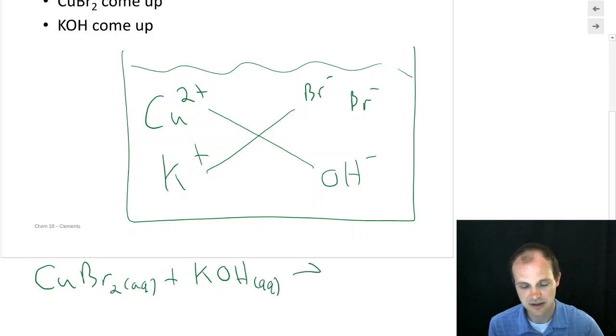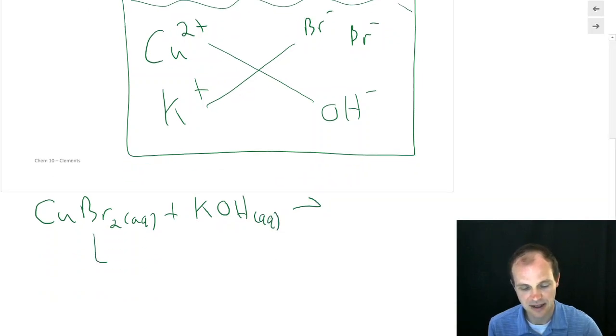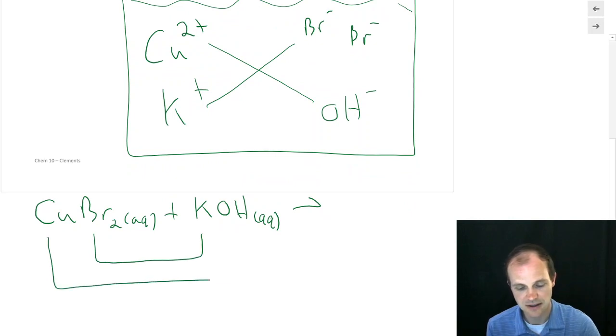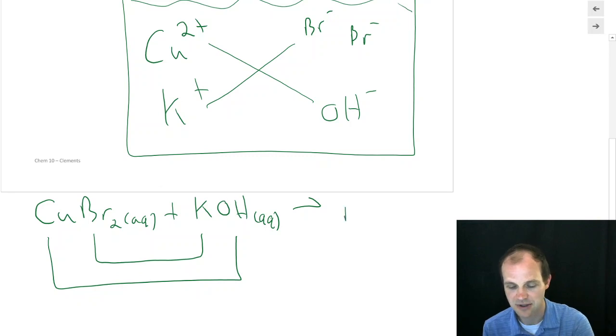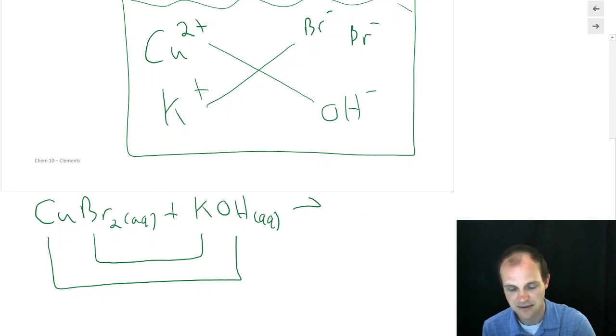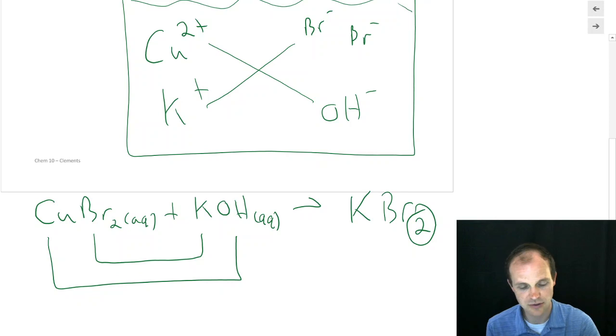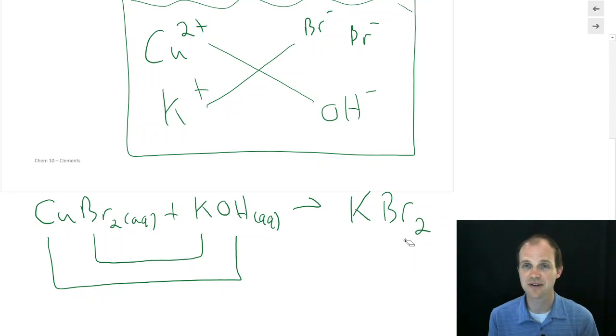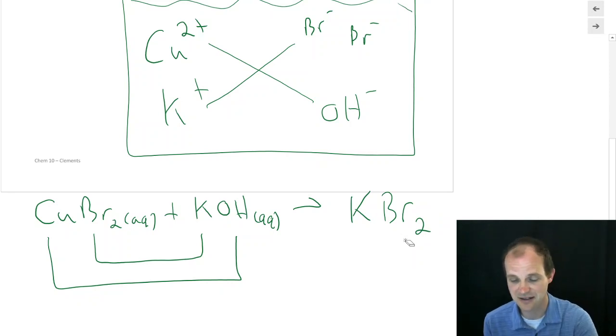And then what are we going to do? We're going to combine inner and outer. And what's our inner? Bromide and potassium. Don't write BRK. That's not okay. We have to write the cation first. And it's tempting to write KBr2 because there are 2 bromines here, and you're like, I got to have 2 bromines at the end. But anytime we form an ionic compound, we have to form the correct ionic compound.